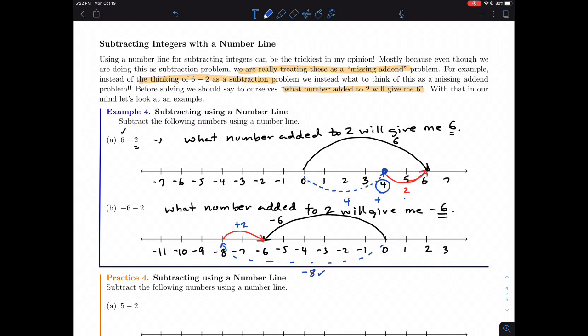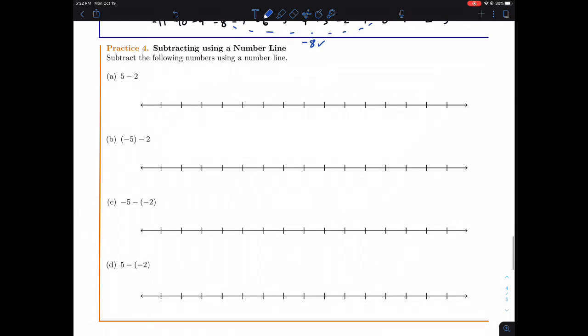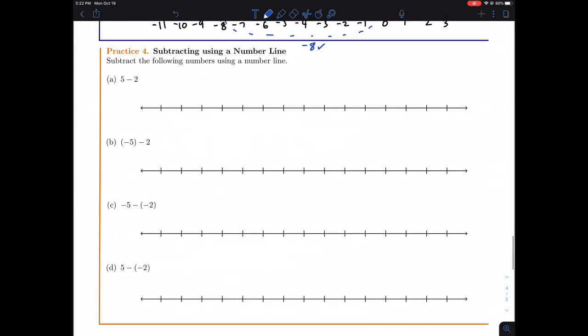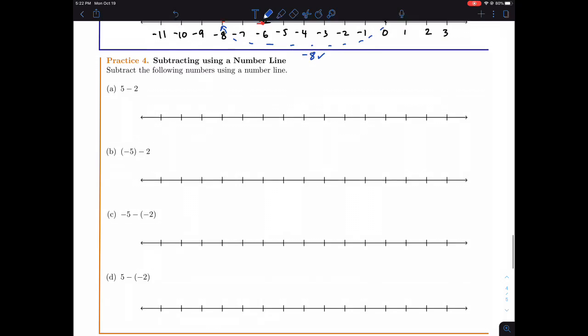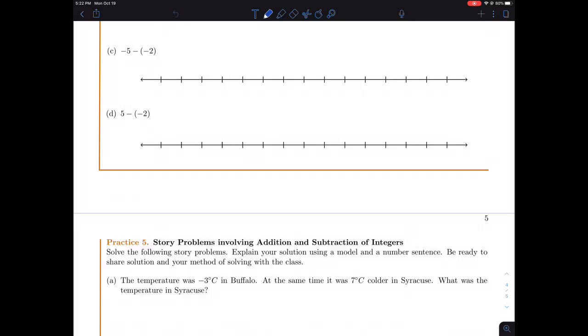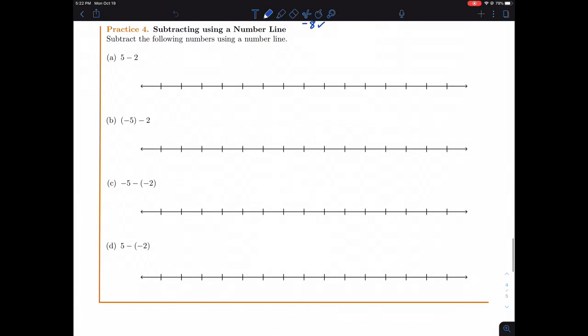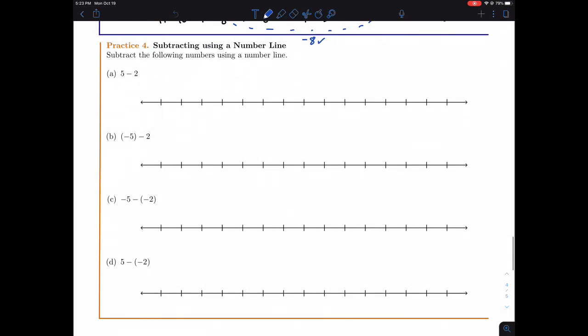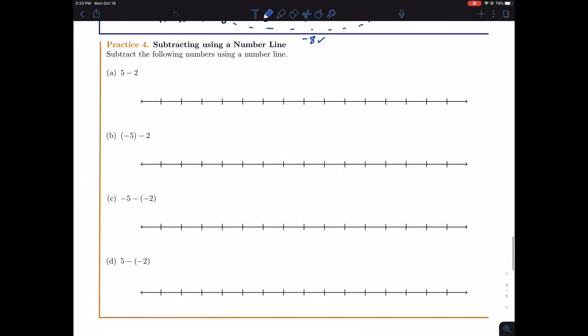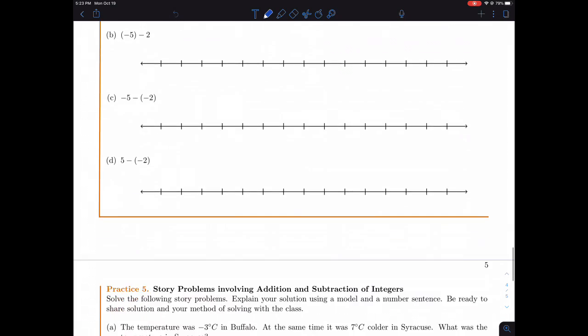So trust me, these number lines can be a little bit tricky. So if you get confused, or if you want to see practice 4 written out, just let me know. I'll write the answers out and post them for you so you can see what they look like. But if you keep practicing, they get easier. So go ahead and work on practice 4. If you have any questions about practice 4, just let me know.